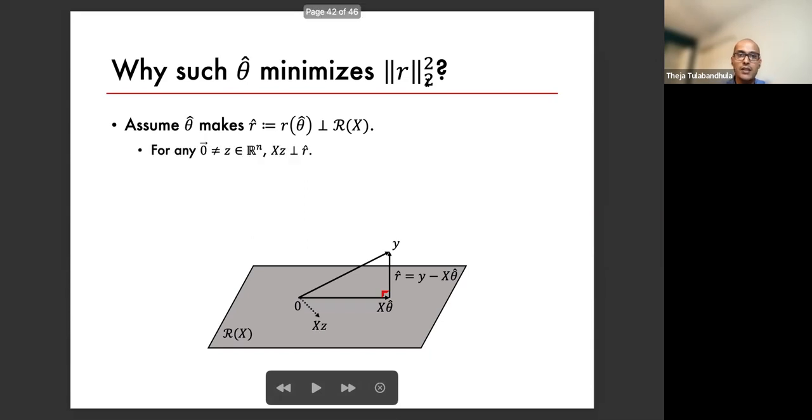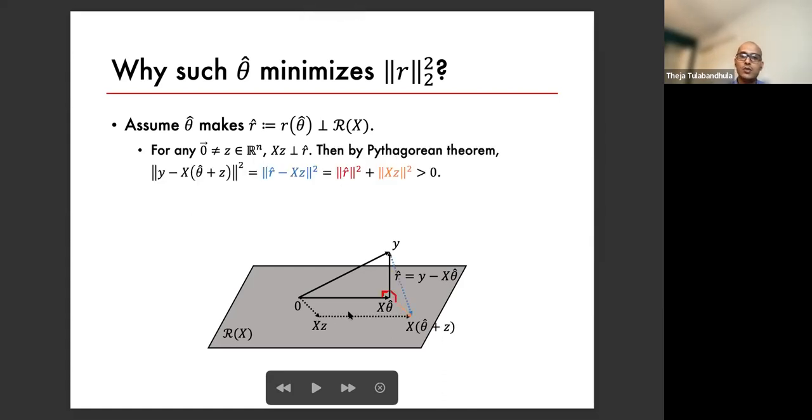So let's pick any z such that Xz is perpendicular to r hat. We know theta hat produces an r hat, and that r hat is perpendicular to the range space. Let's say that is true. Now take any z such that Xz is also perpendicular to r hat. We know r hat is perpendicular to the range space, so there must be some z for which Xz is perpendicular to r hat. So Xz lies in the range space, and that's why it's perpendicular to r hat. Let's say that's Xz here. It's in the range space.